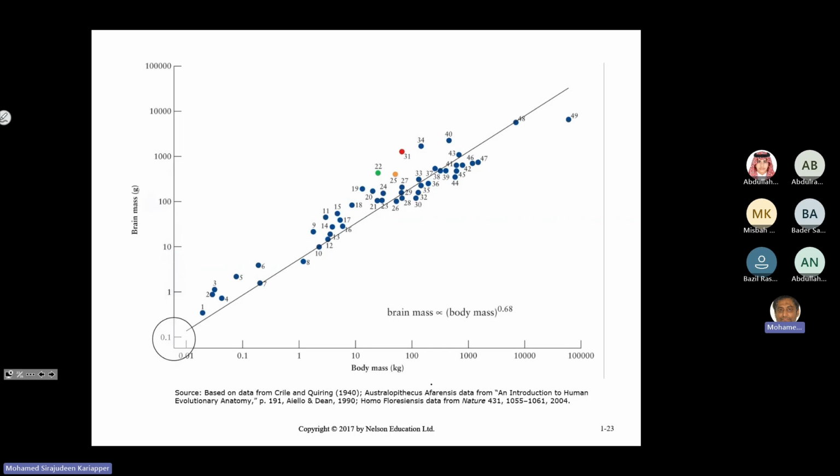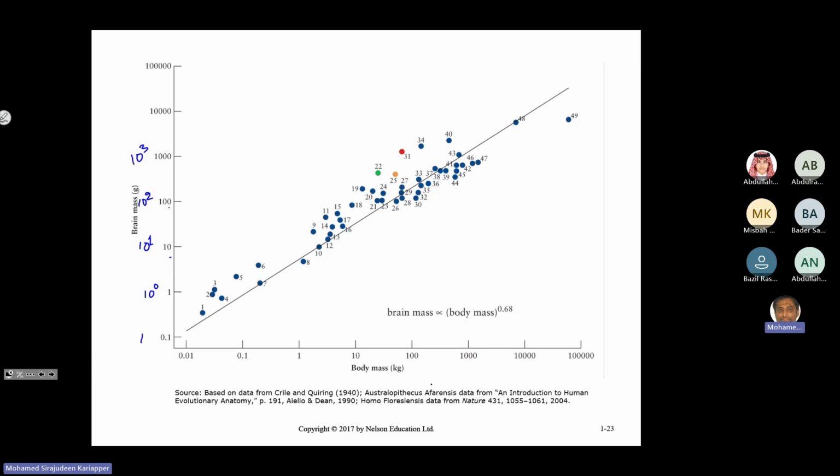But it is not so, because it is a log graph. So this is actually 10 to the power 0, that is 1, right? This is 10 to the power 1, that is 10. This is 10 to the power 2, that is 100. This is 10 to the power 3. So the spacing is a log graph. Probably you must have seen a log graph, but if you haven't seen it before, you are seeing it now.